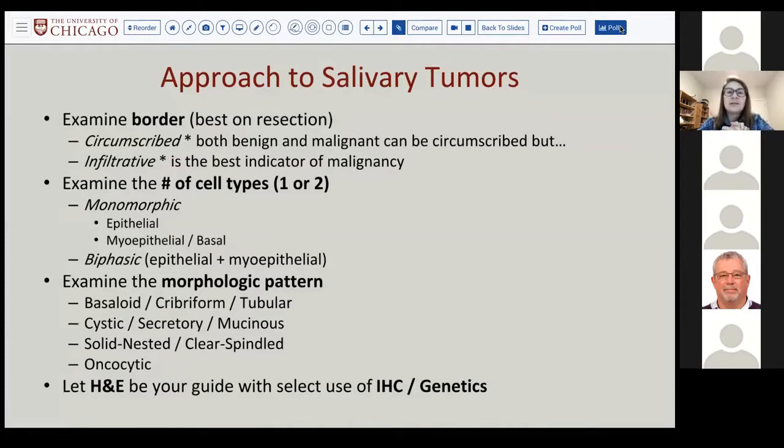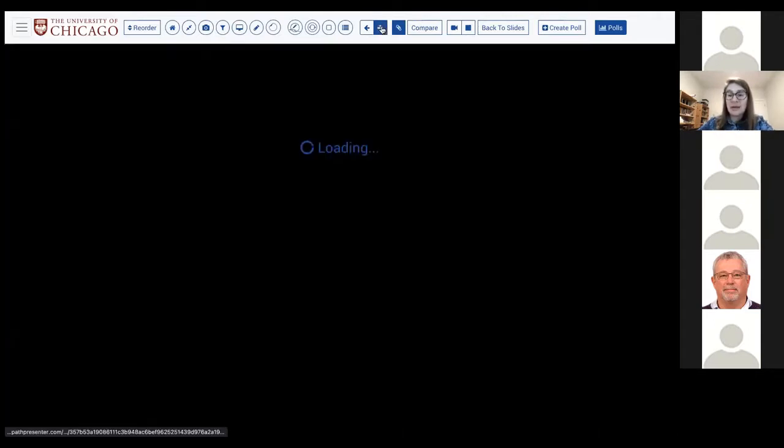And I like to pretend that things are quite simple like this, but in fact, many tumors can fall into many of these categories, depending on what morphology they manifest, what time of day it is, whether there's daylight savings time. No, just kidding. But really, many tumors fall into many categories, and this is a little bit of a simplistic view. But I like to let H&E certainly be our guide with selective use of immunohistochemistry and genetics.